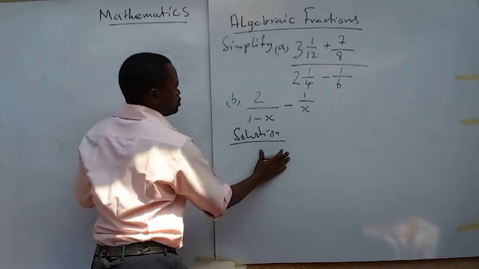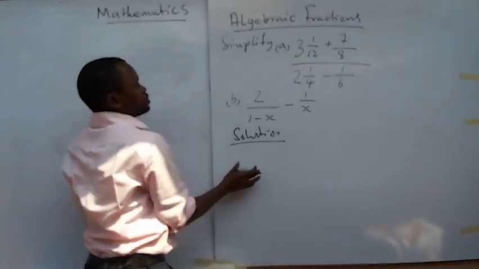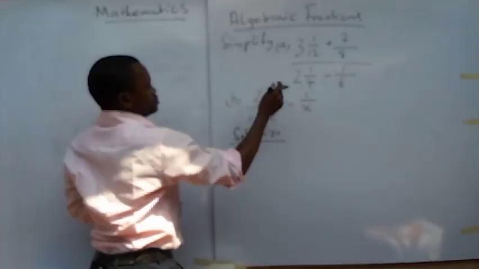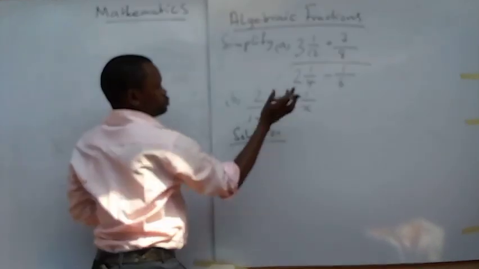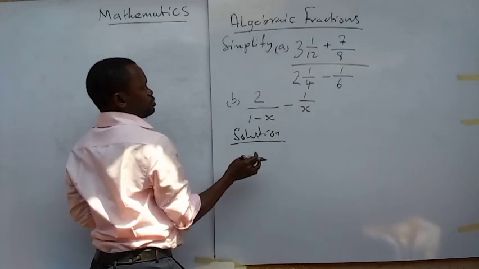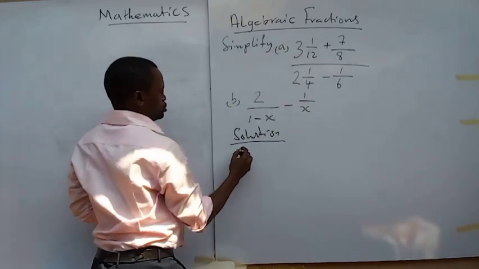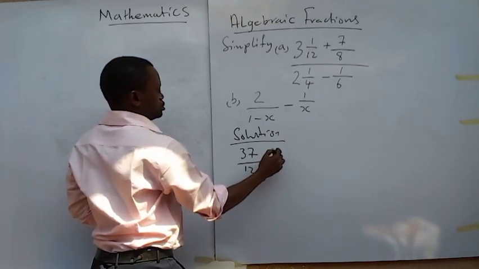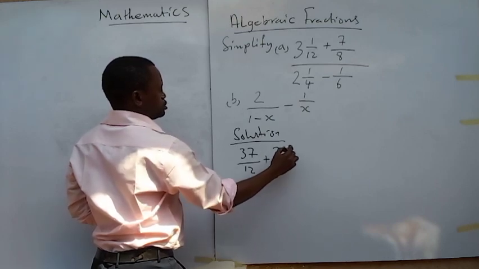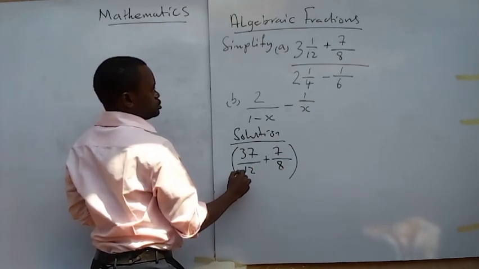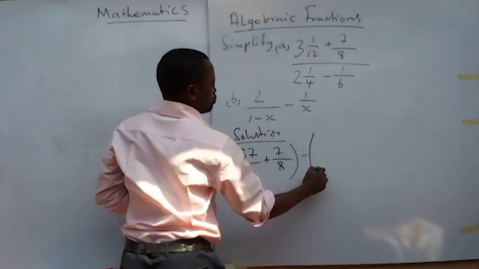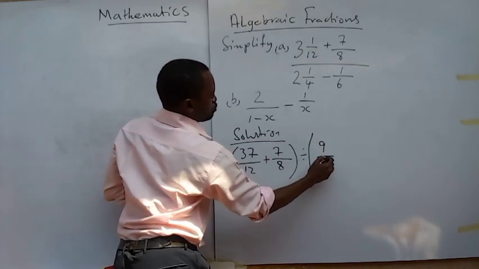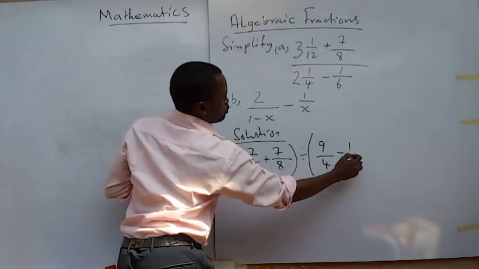This first one, if you watch what is here, this is a mixed fraction, this is an improper fraction, so I'm going to rewrite that. First of all, changing this mixed fraction to an improper fraction, I will multiply 12 by 3, and that will give me 36. 36 plus 1 will give me 37 over 12, plus 7 over 8, divided by, then in bracket, 4 times 2 is 8, plus 1, I'll have 9 over 4 minus 1 over 6.